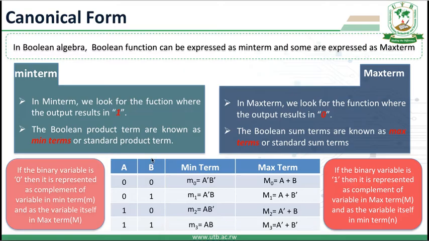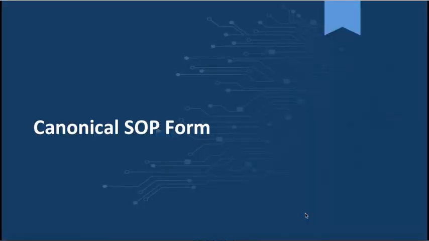So if you get any random truth table, and you are asked to develop a min term or max term, or standard product term or standard sum term, this is the way we develop a min term and max term. So once you have the min terms and max terms, you can combine them, and that is your standard product term, and that is the standard sum term. Let's get into the next slide.